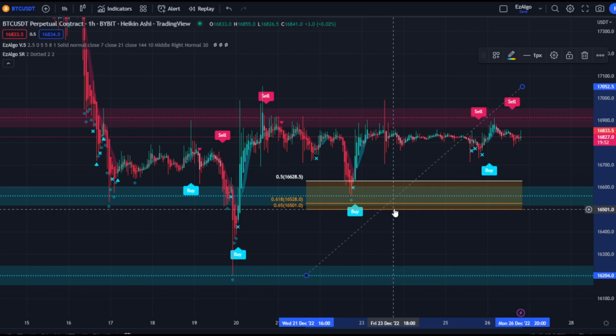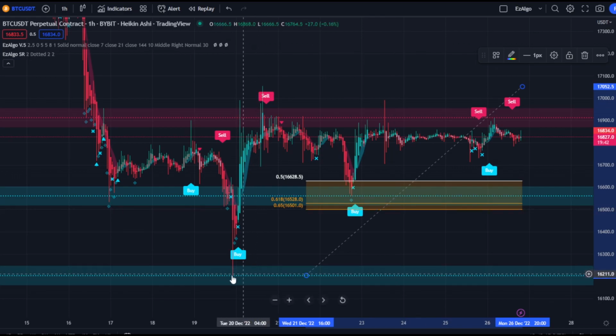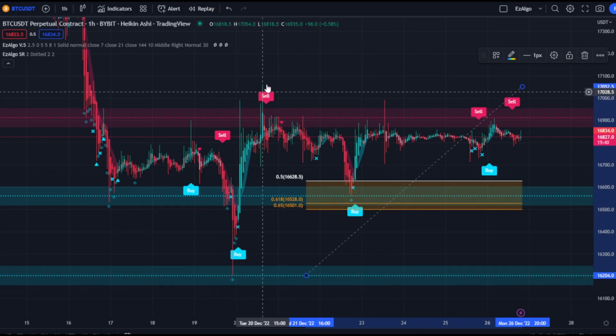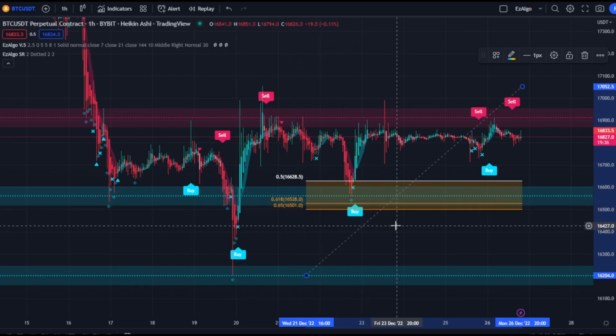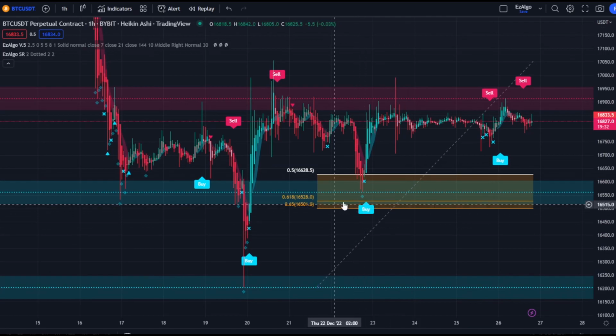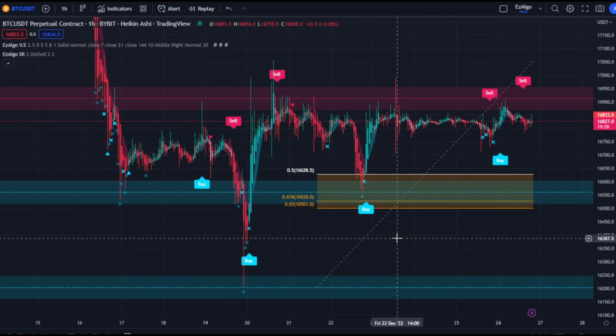Well, we use the 0.5 fib as well as the golden pocket for our entry. Draw the Fibonacci from the previous swing low to the previous swing high. Make sure you have an EzAlgo support zone somewhere around here. And if you get something like this where the EzAlgo support zone is right between the 0.5 and the golden pocket, this strategy will work like 90% of the time. And if you don't believe me, you can go back and backtest this yourself.